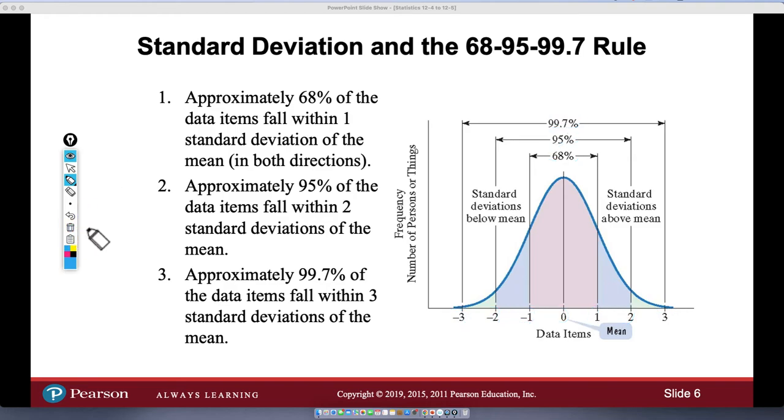And we'll work through some problems where we actually use these values, 68, 95, 99.7, and we'll see how that all works out.